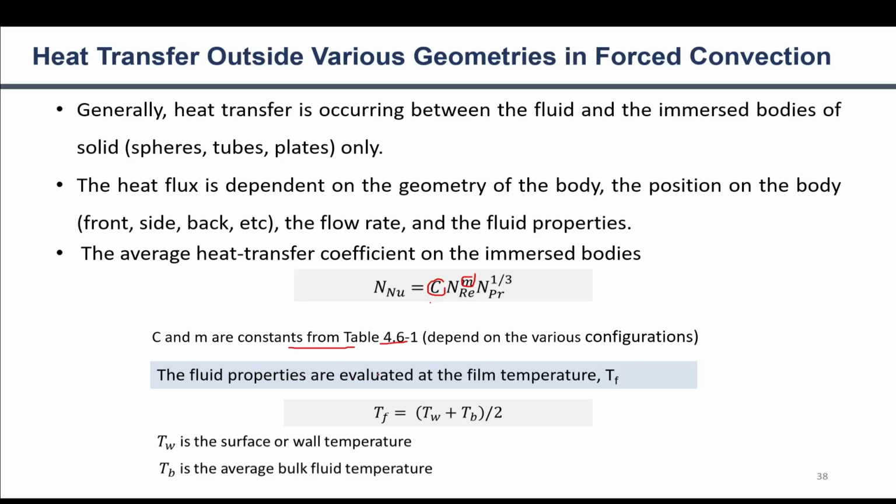The fluid properties are evaluated at the film temperature. The definition of the film temperature is as shown here, where Tw is the surface wall temperature plus the average bulk fluid temperature, divided by 2.